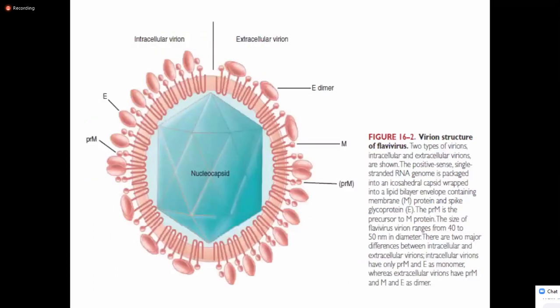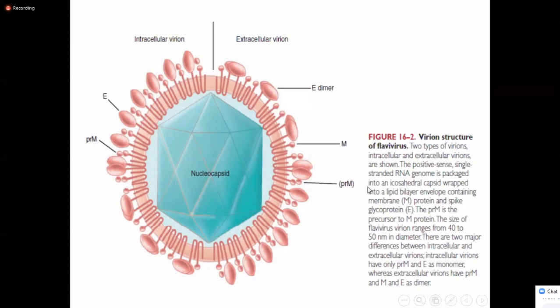Virion structure: virion means the complete virus structure. Virion complete, flavivirus. We have two types, extracellular and intracellular, when the virus is present extracellularly or intracellularly, and we are going to see the difference between them. These are positive sense, single-stranded RNA viruses with an icosahedral capsid and a lipid bilayer, this is the lipid envelope, and they have spikes, which is called the E dimer, okay?